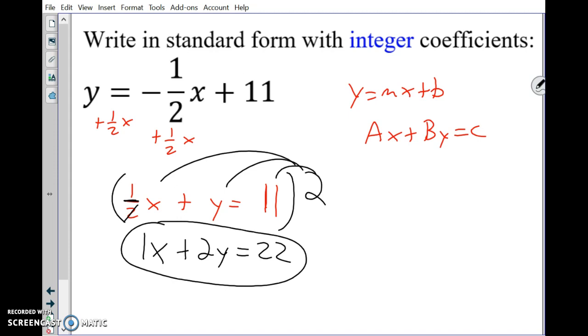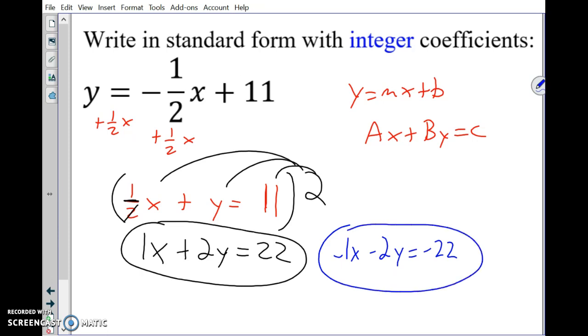Please note that if you're in homework, and you get the signs all reversed, minus 1x, minus 2y, and minus 22, that is really the same answer as this original one. If all the signs are flipped, it's still the same answer. It just depends on how you do your steps, so you might get answers where the signs are all flipped. Okay, that is all we got.